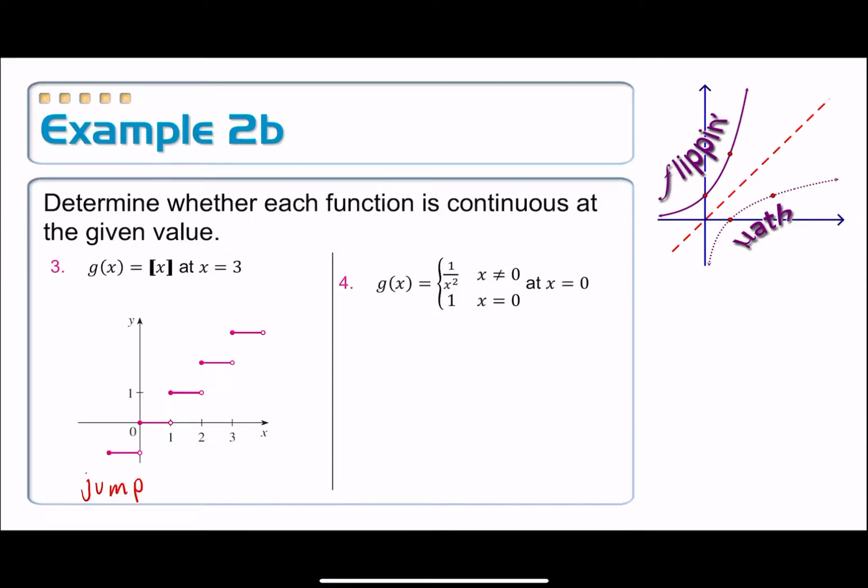All right, let's look at the fourth and final one here. g of x is equal to, oh, we've got some sort of piecewise function: 1 over x squared if x is not equal to 0, and 1 when x is equal to 0. Oh, okay, I see. And then we're trying to determine whether it's continuous at x equals 0.